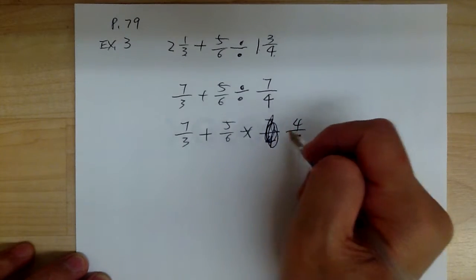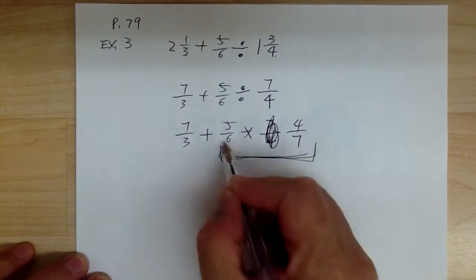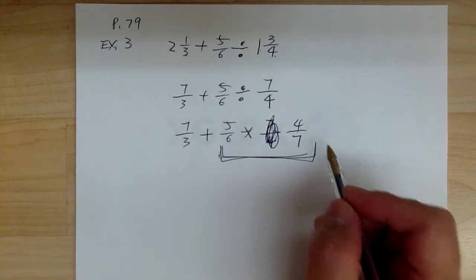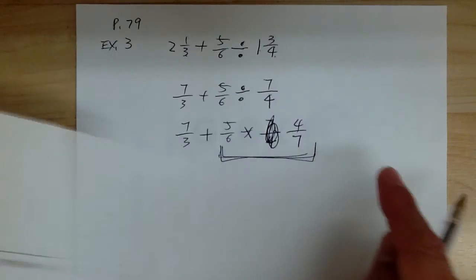And so now you can go and reduce. Again, you have to do this part first. You have to do multiplication before you can do addition. If you look over here, you have to do multiplication before you do addition.